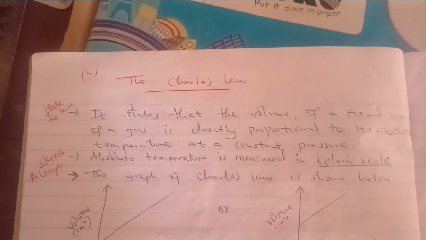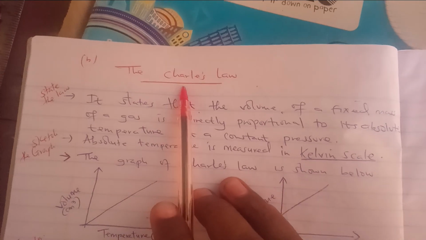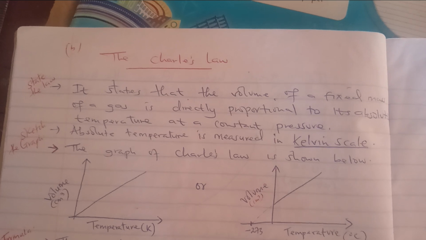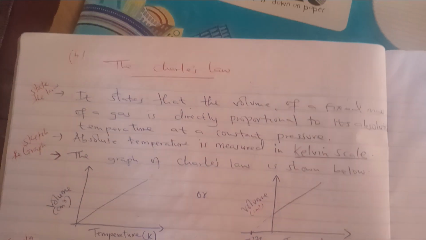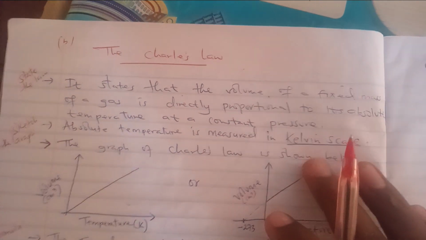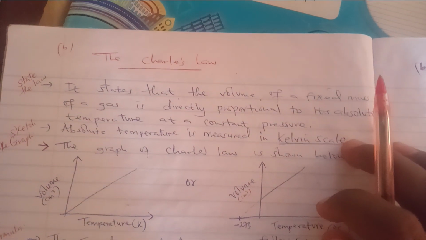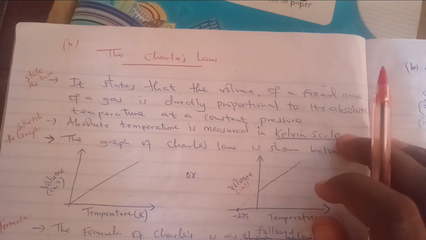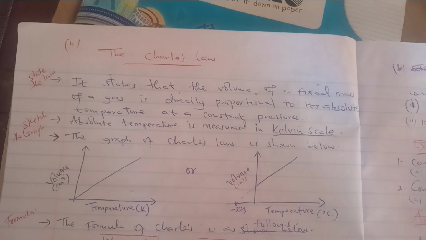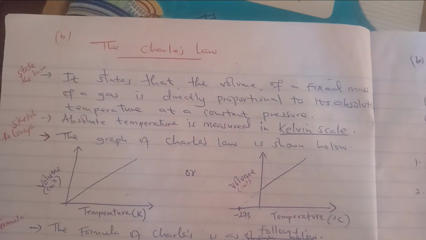We are going to look at the second gas law, which is Charles' law. Previously, in our last lesson, we looked at Boyle's law, and we said that Boyle's law states that the volume of a fixed mass of a gas is inversely proportional to its pressure at a constant temperature. And we have seen the graph, implication of Boyle's law, molecular explanation, and some questions concerning Boyle's law.